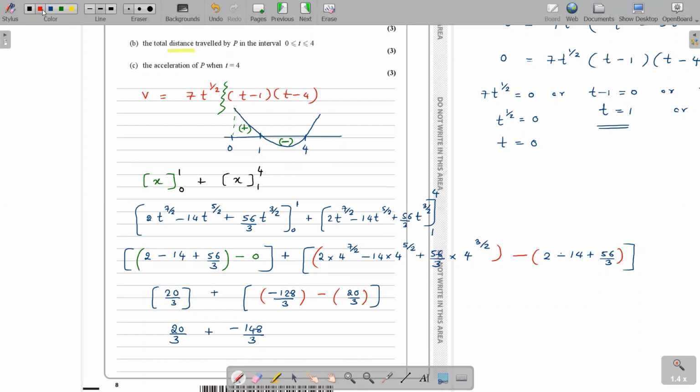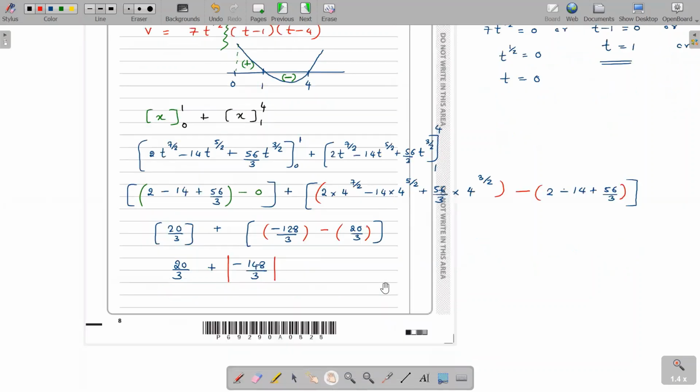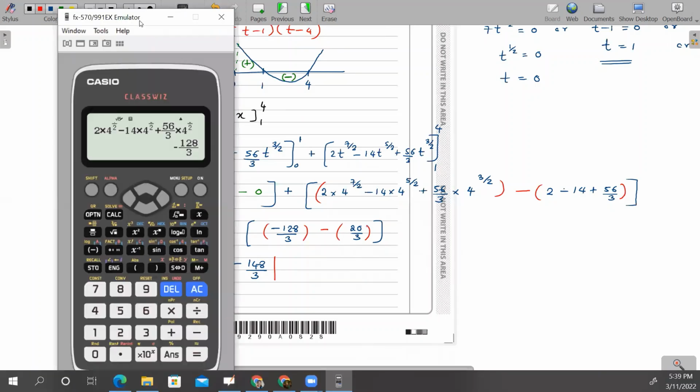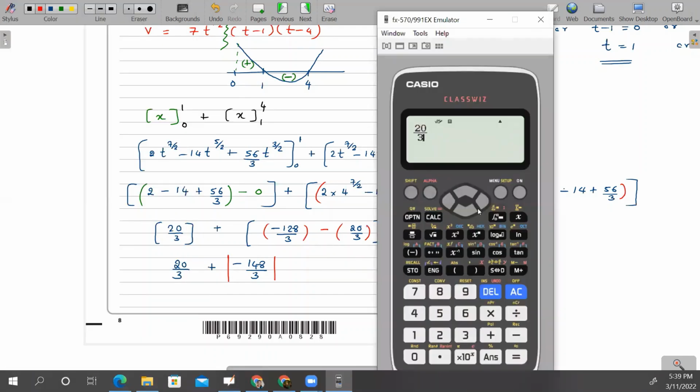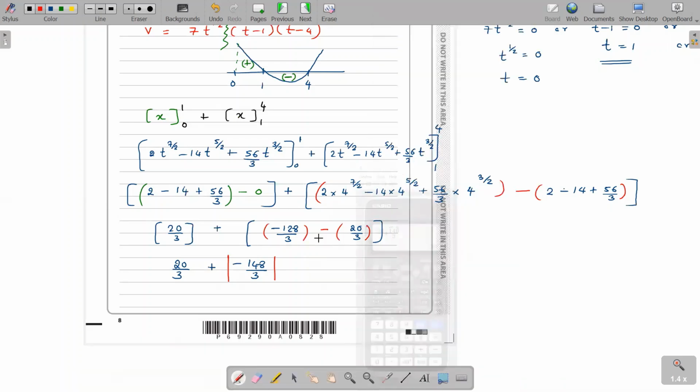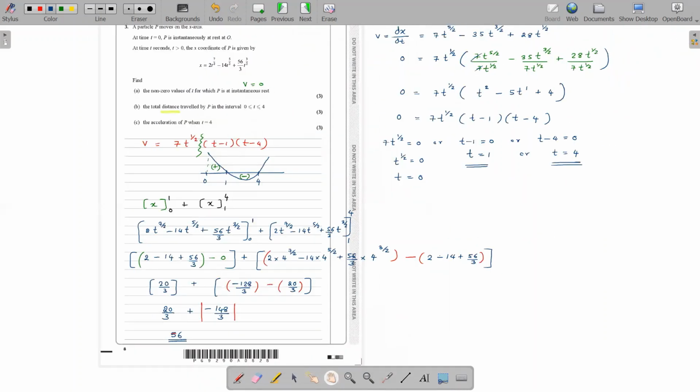So what we do here is we do not take the negative value. We take the modulus of this value because I want the distance. Do you understand? If I add this just like this, I get the displacement. So 20 over 3 and don't take the negative sign. Take the positive figure of 148 over 3 because I want the distance. So 20 over 3 adding with 148 over 3 is 56. So the answer is 56. Okay, so this is our distance. Is this clear?